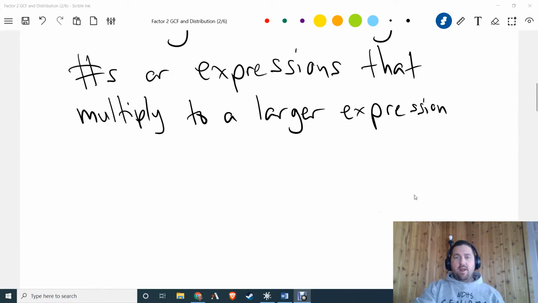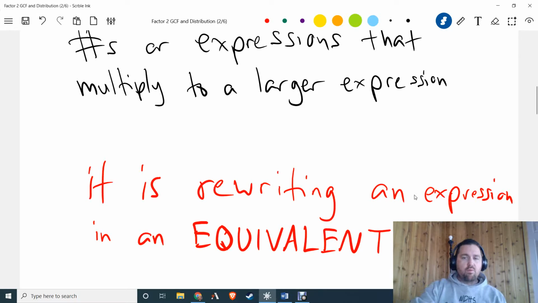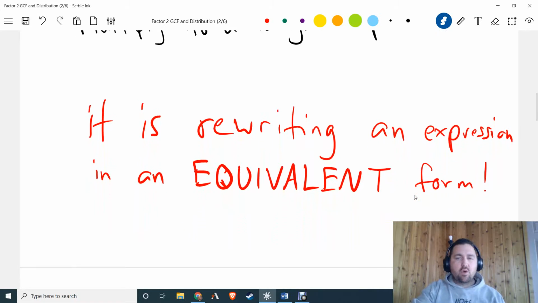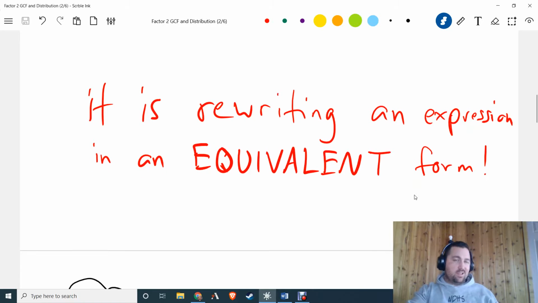One really clear way to talk about this is that in factoring, we're writing an expression in an equivalent form. So when you take 24 and you say the factors would be 8 and 3, 8 times 3 still is equivalent to 24. We haven't changed the value of the expression. We're just changing what it looks like.